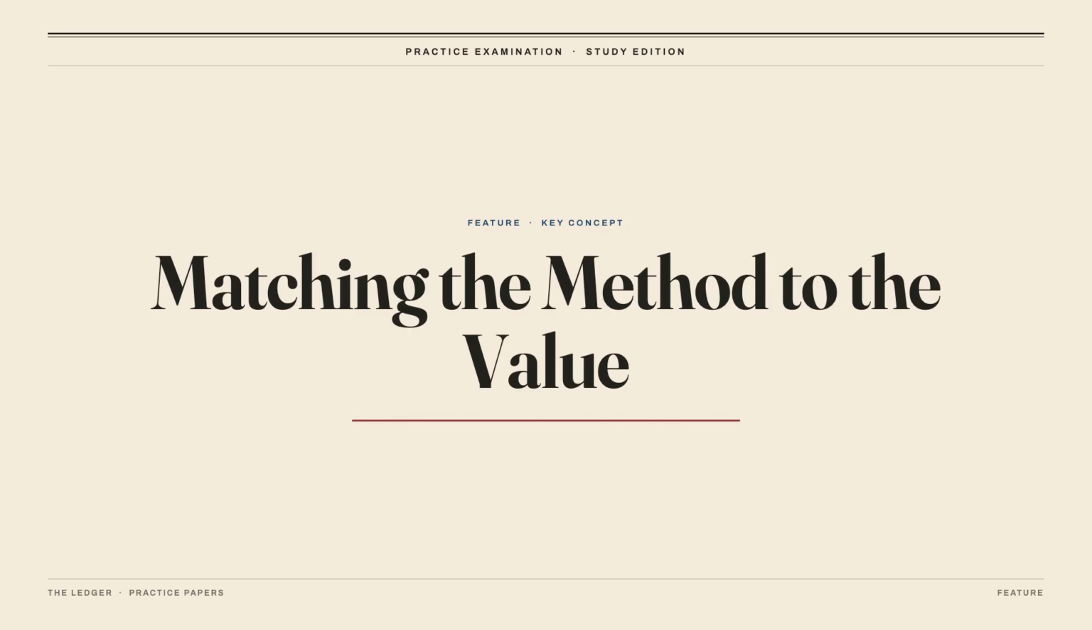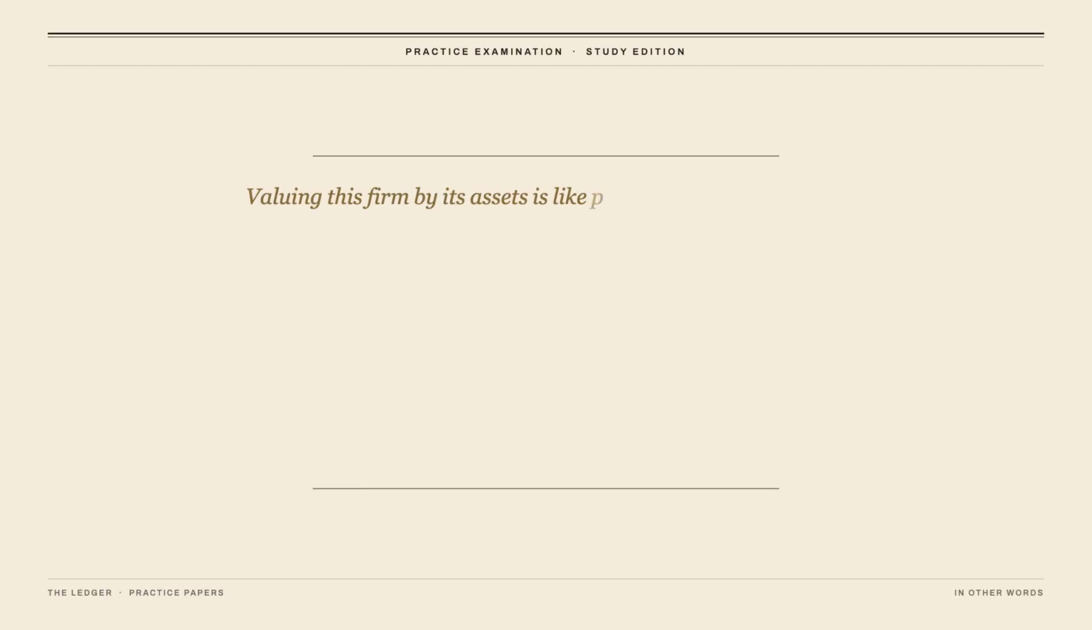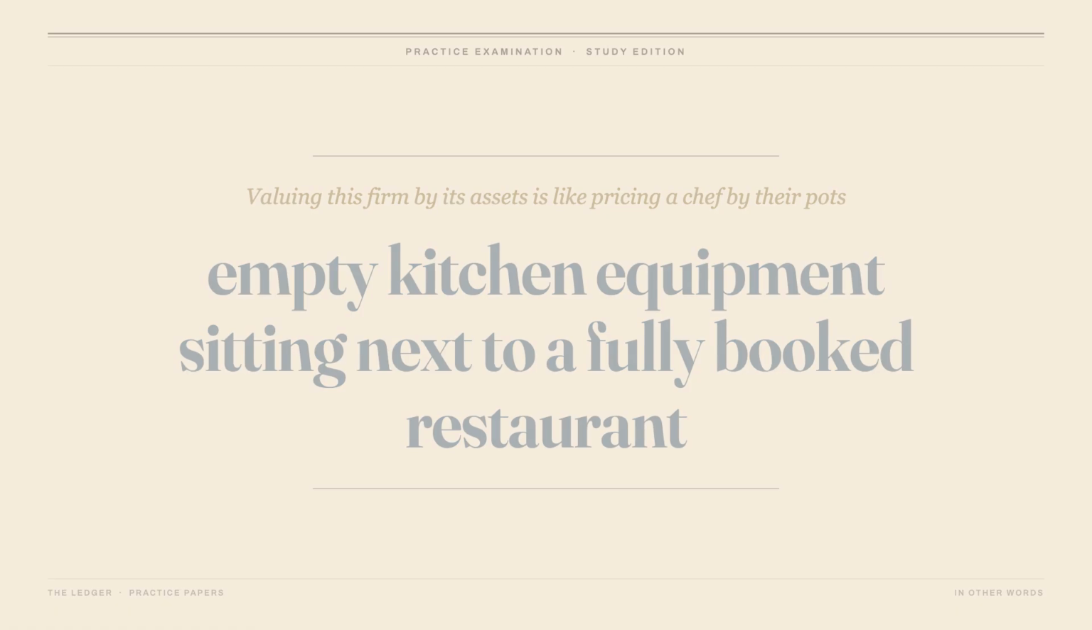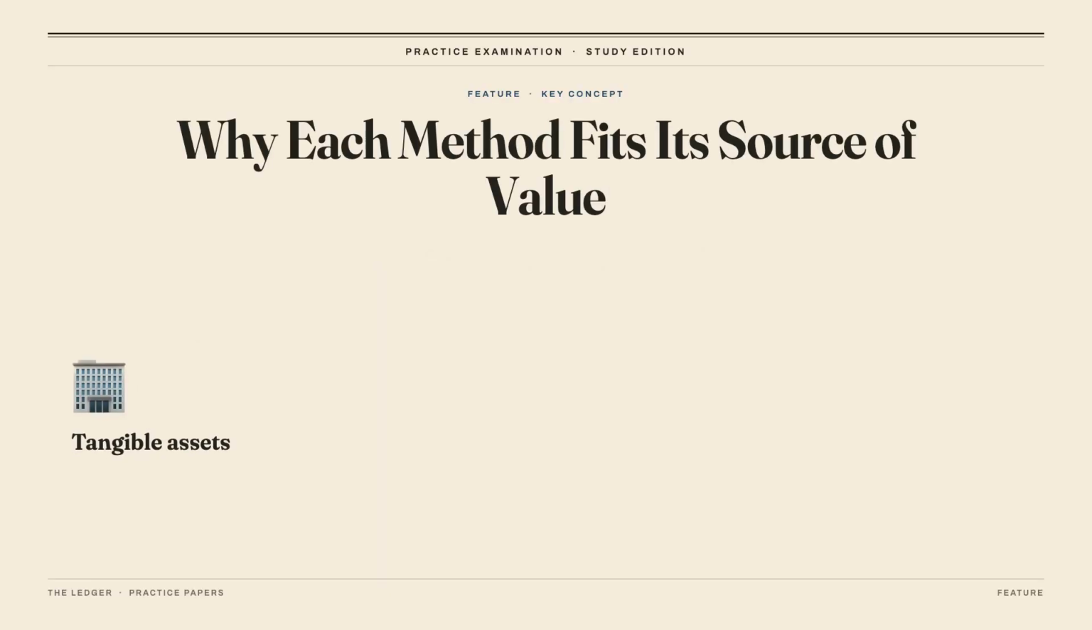Nowhere is this clearer than with an asset-light consulting firm: a dozen partners, almost no fixed assets, and a loyal client base. An asset-based valuation would price this firm near zero because it owns almost nothing, but its real worth lives in client relationships, reputation, and the steady earnings those relationships generate, none of which shows up on a balance sheet. The deeper principle: the valuation family must match where the value actually comes from.